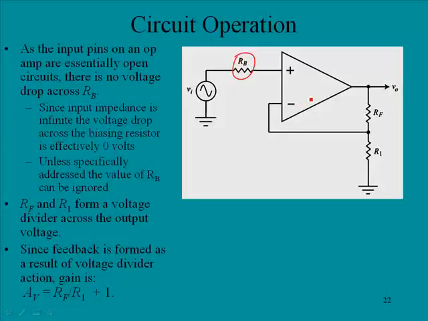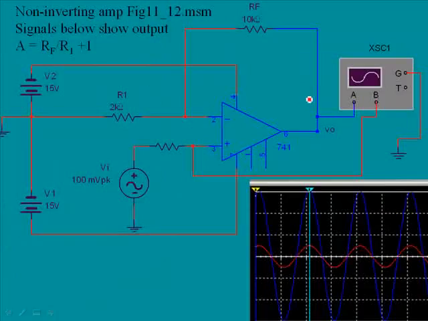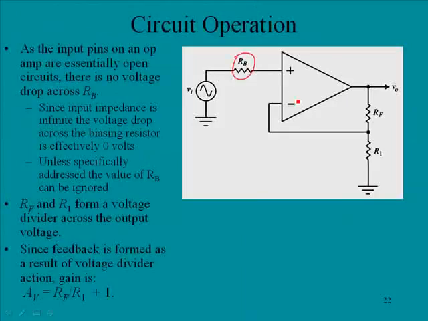Now we're going to look at a circuit. I'm just going to jump ahead just for a moment. This is actually that circuit in use in Electronics Workbench. Let's analyze this before we go look at the actual circuit. If we said that RF was 10K and that R1 was 2K and that we had a 100 millivolt input, what is our output going to be? Well, we have this formula, RF over R1 plus 1. So that would be 10K divided by 2K plus 1.